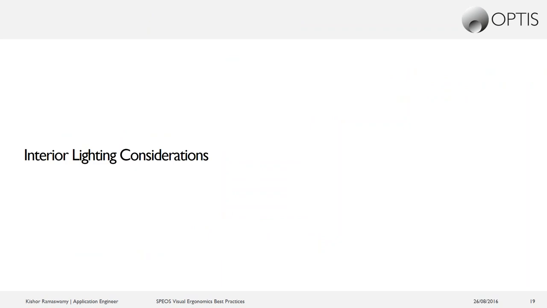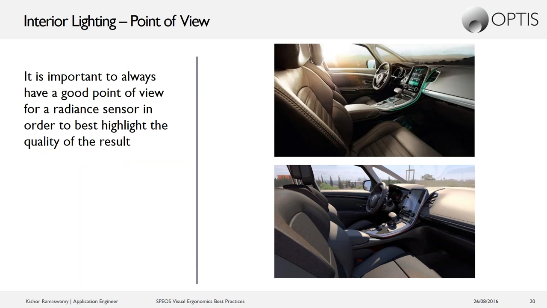So now we'll sort of split. The first section will deal with some considerations to take into account for interior lighting. And then after this, we'll look at some considerations for exterior lighting.